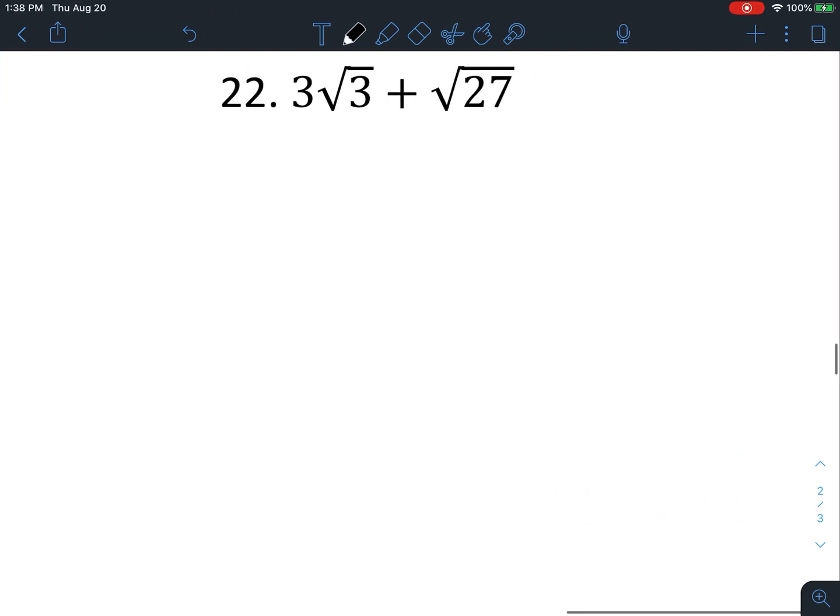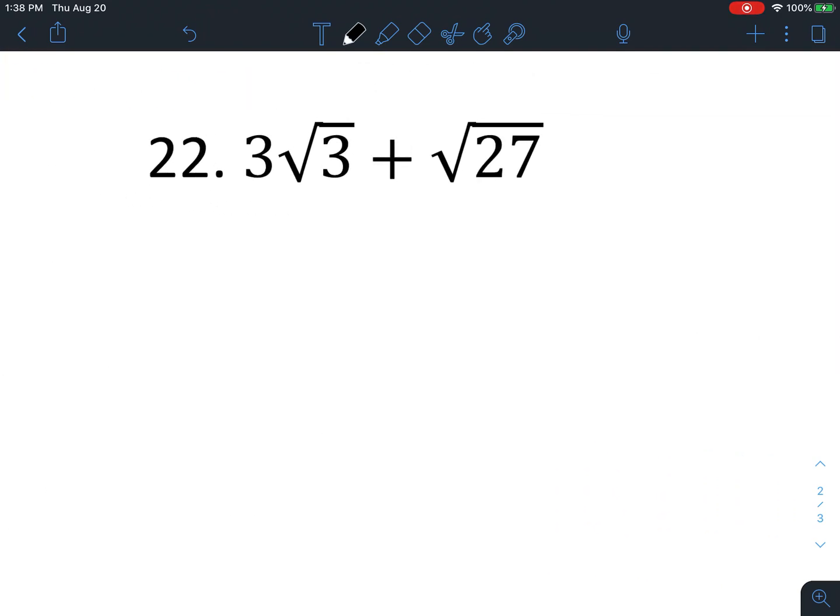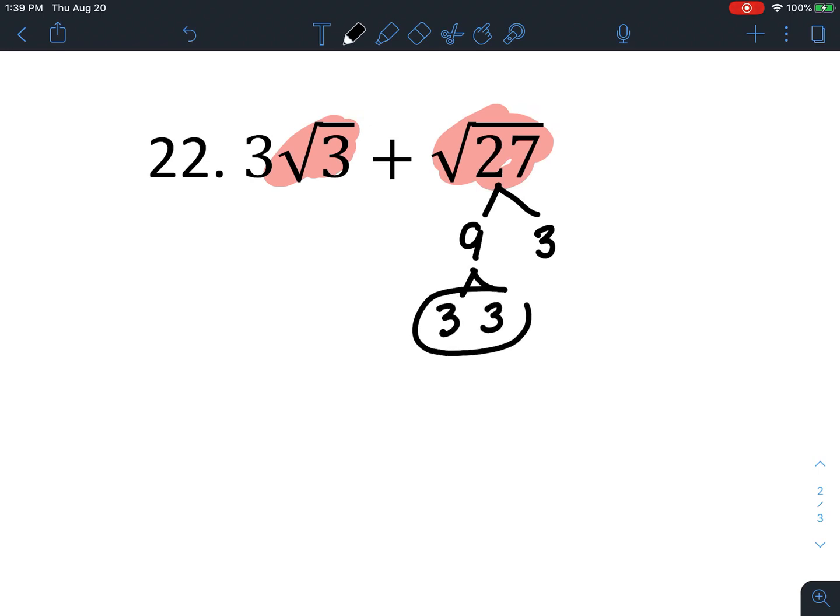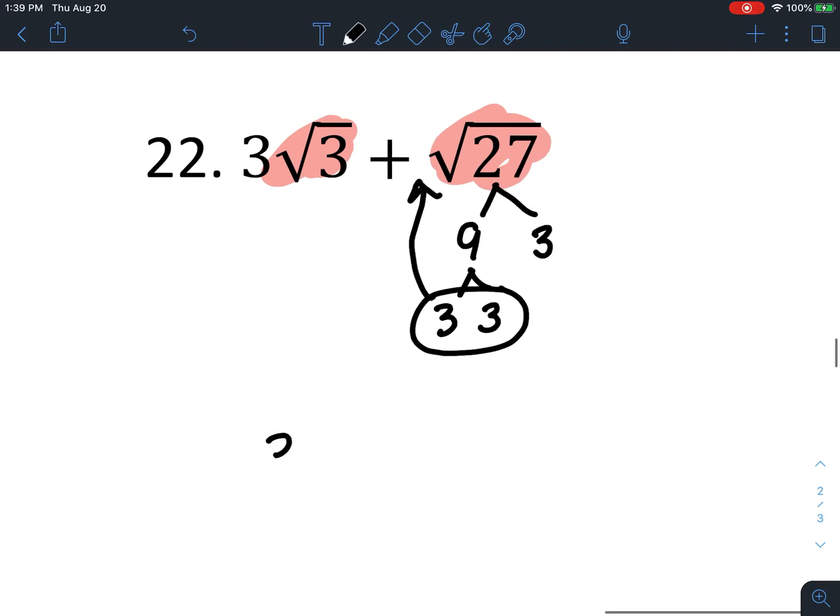22, sorry. Can't count today. Exact same thing. Square root of 3 and square root of 27. Not the same. I'm going to stop. Wrong. We have to break down 27. 27 is 9 times 3, which is 3 times 3. Pairs go on the outside.